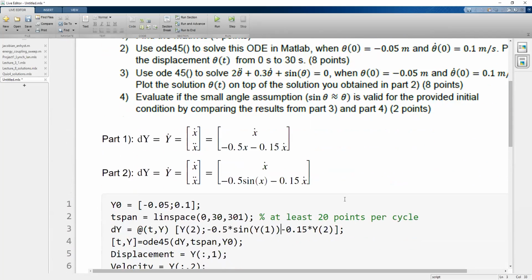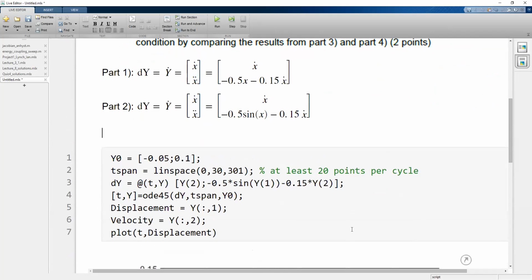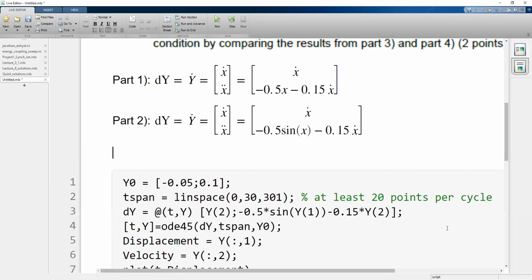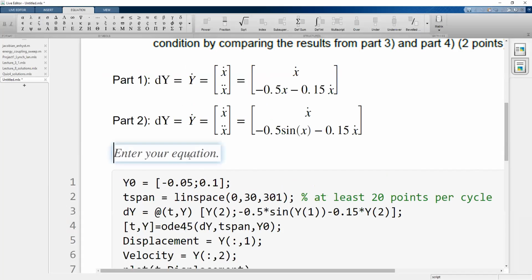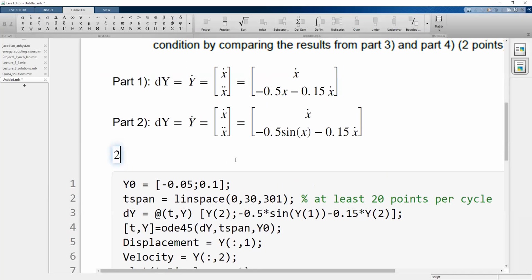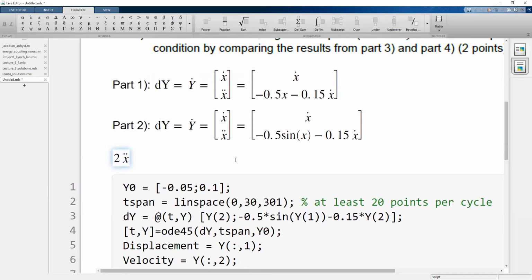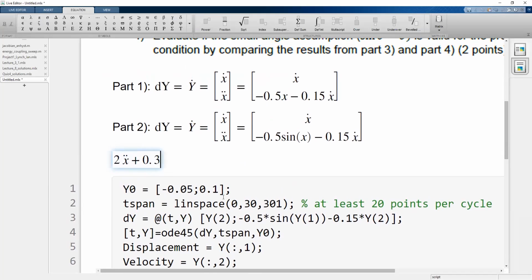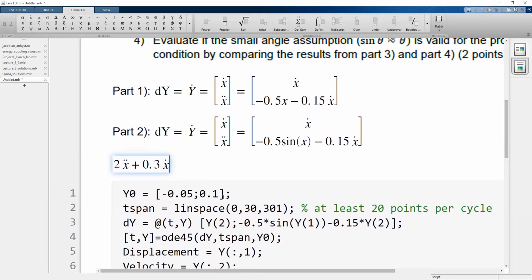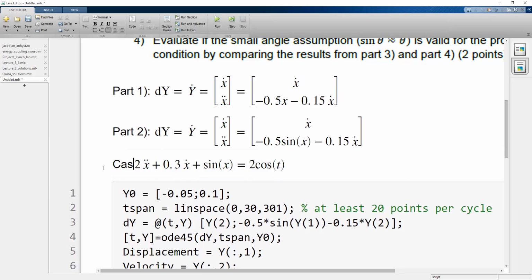All right. So actually, I can extend these a little bit. Since we already learned how to do this, what if you have x double dot plus 0.3 x dot plus sine x equals 2 times cosine t? Okay, so let's calculate. Let's name it case number 3. I'm going to clean up this code later, so no worries.